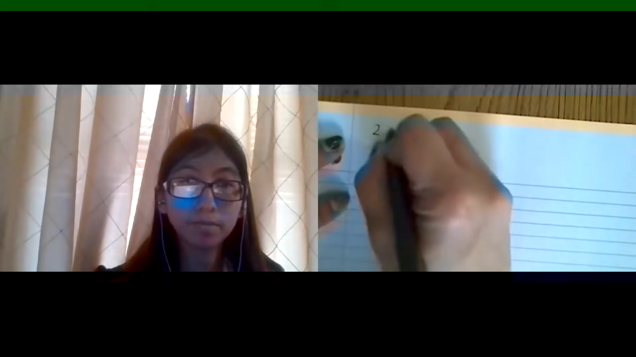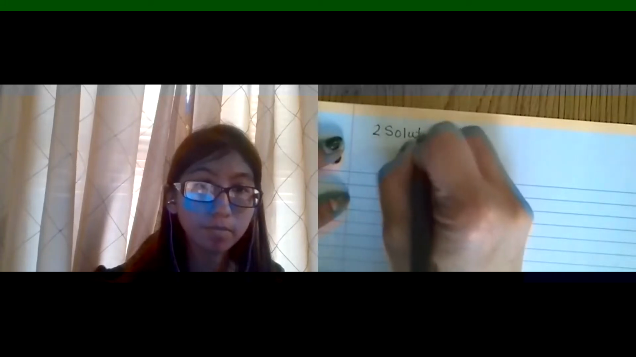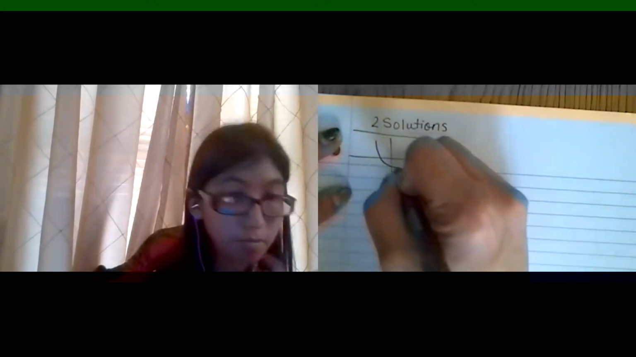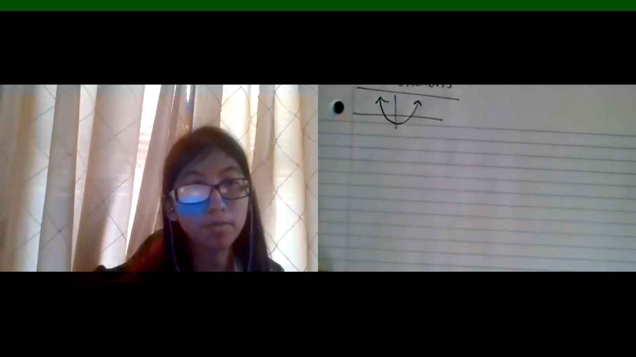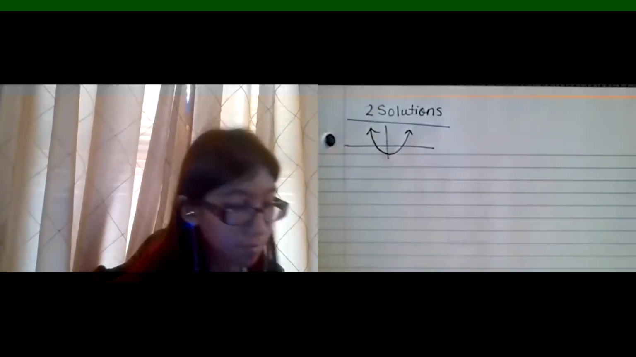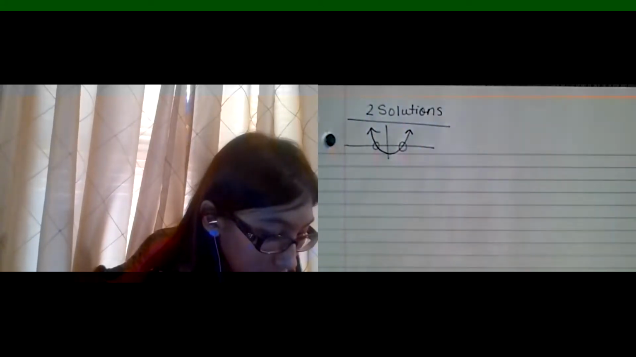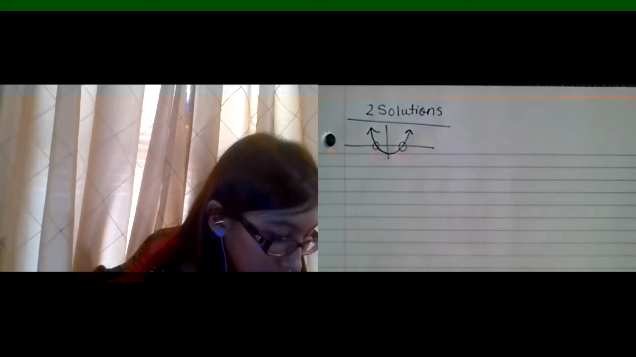So if we have two solutions, that would be kind of like a parabola that looks like this, because here it's crossing the x-axis at two different positions. So that means it has two solutions. But, so back to the diagram here.